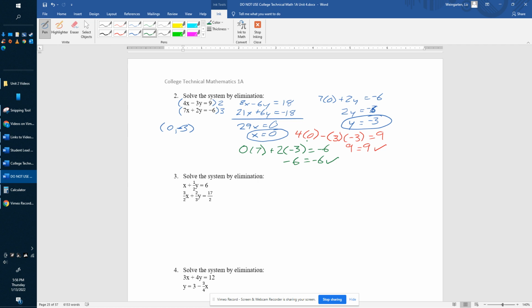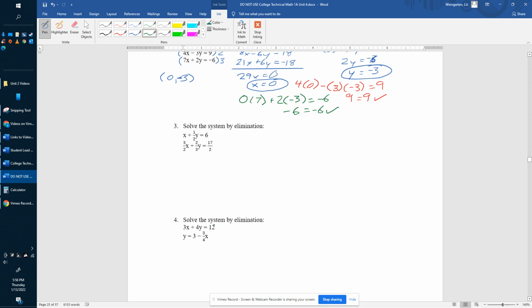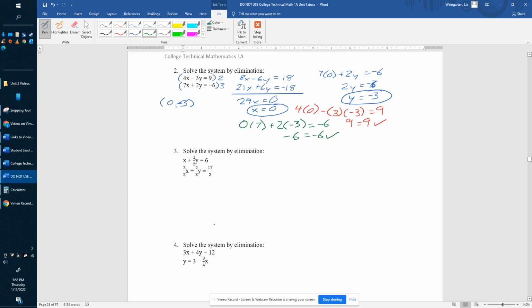Let's look at the next one. So my first thought is get rid of these fractions. So I'm going to go ahead and just multiply both sides of the top one by 2, just to start to get rid of the fractions. I don't like fractions. The bottom one, we have 2's and 3's, so I have to multiply it by 6 to get rid of all the fractions.